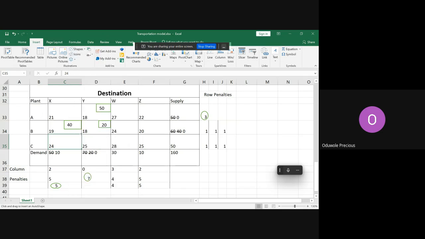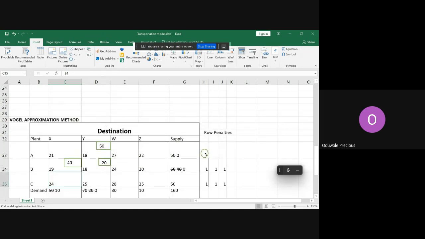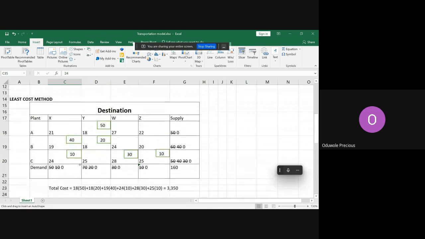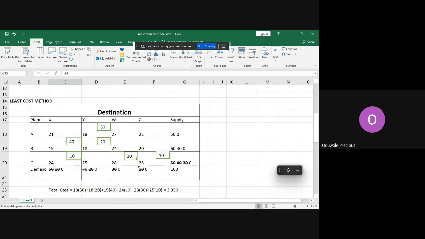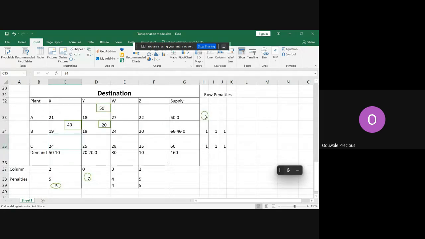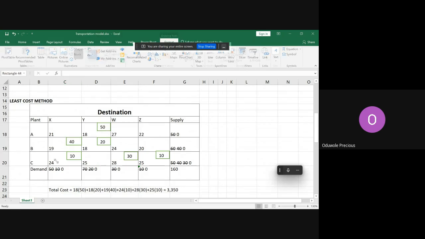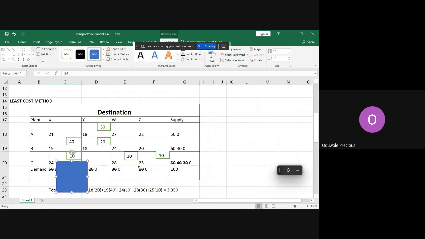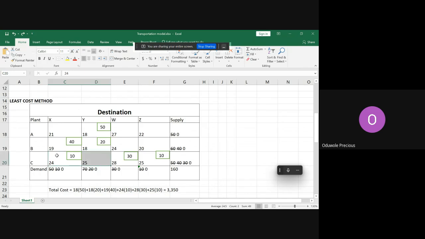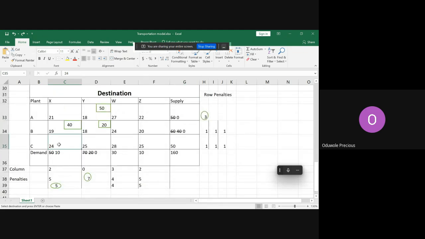So I think it's the same. Okay, it's not. Yeah, it's going to be the same thing as was here. 10, 30, 10. Let me just copy and paste. That's what it's going to be, because I'm using the least cost. This is what the last one is going to be.